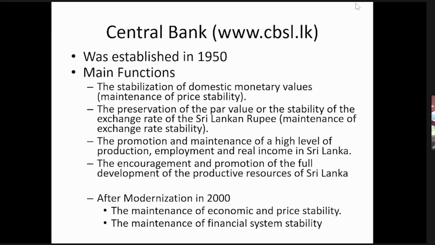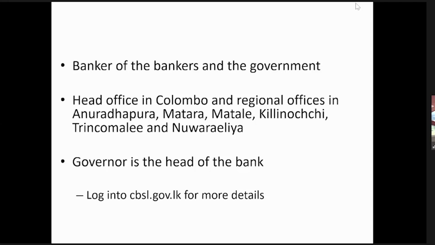Therefore, the central bank is vested with the power to maintain the financial system. If any bank or financial institution is doing something wrong, the government will intervene, or do so through the central bank. The central bank will monitor what is happening there and finally take the necessary action to keep it on track. So you may have heard certain banks and financial institutions were closed by the central bank. This is the role of financial stability. So economic and price stability plus financial system stability are the major roles of the central bank at present.